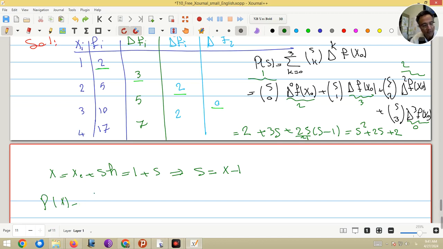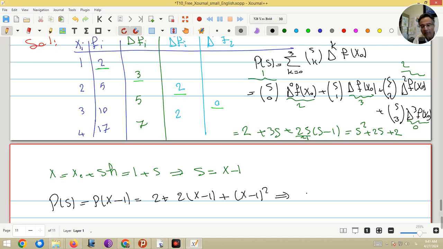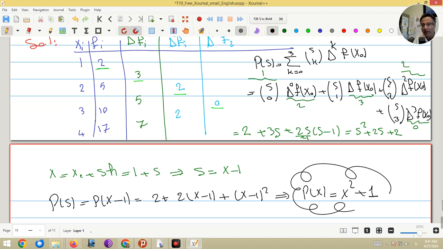so let me write something else here. For example, here consider p of s equal to p of x minus 1, and it will be 1 plus 2 times x minus 1 plus x minus 1 squared, and if you compute, you can get p of x equal to, if you simplify this, x squared plus 1, and this is the polynomial of degree 2 that interpolates these nodal points.